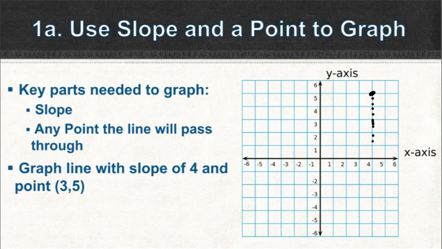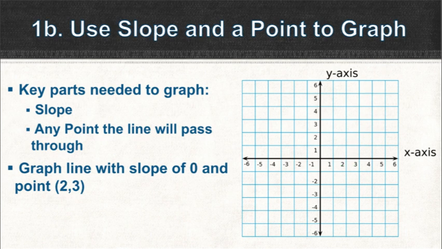And I know I have a positive slope, so my line's got to go up from left to right. So I'm going to go to the left 1, and I'm going to put a point right here. So there are my 2 points, and as long as I have 2 points, I can draw a line. So my line goes here. That's the line that has a slope of 4, and it passes through 3, 5.